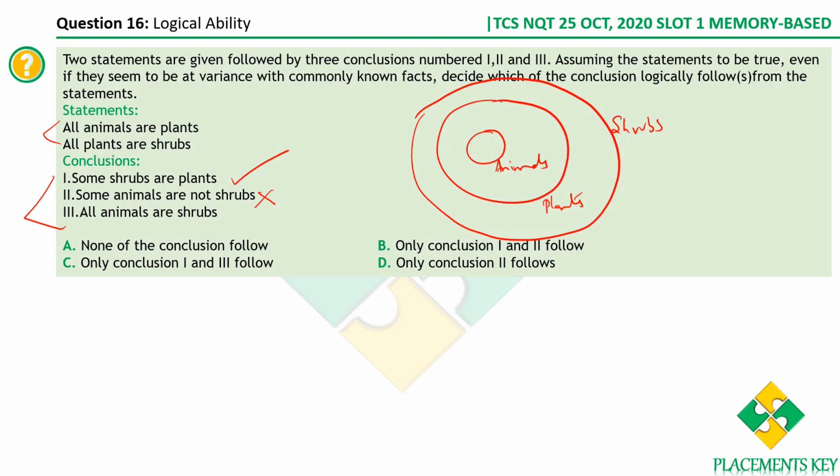Now, all animals are shrubs. Yes, that is also given. So clearly, all animals are definitely shrubs because the entire Venn diagram representing animals is within shrubs. Therefore, clearly, only conclusions 1 and 3 follow. So, which is option B.